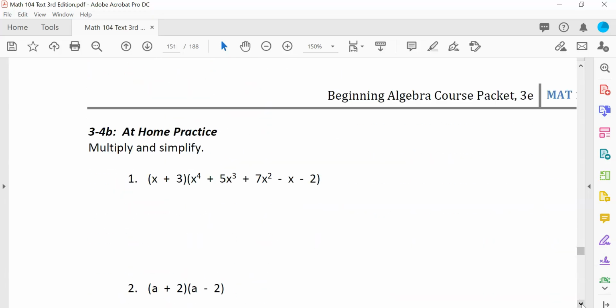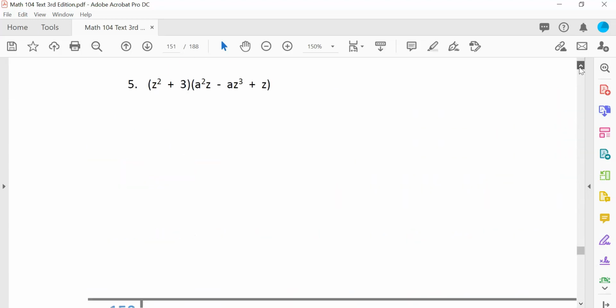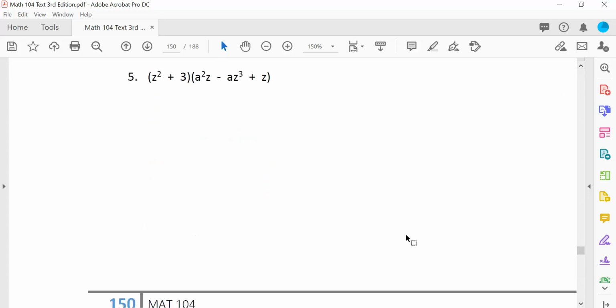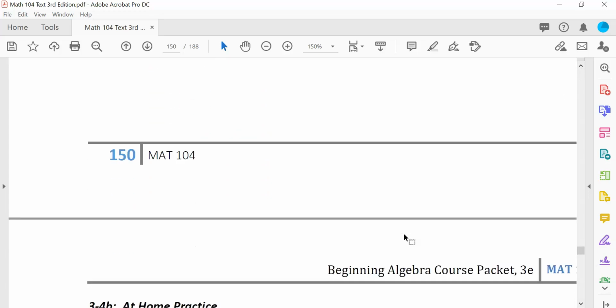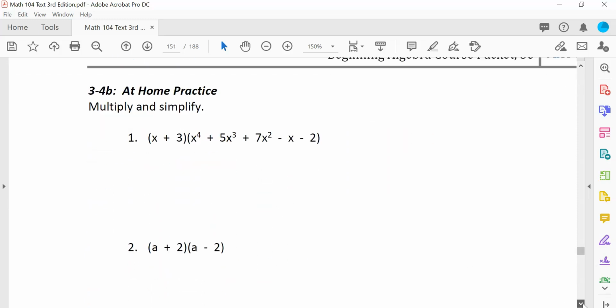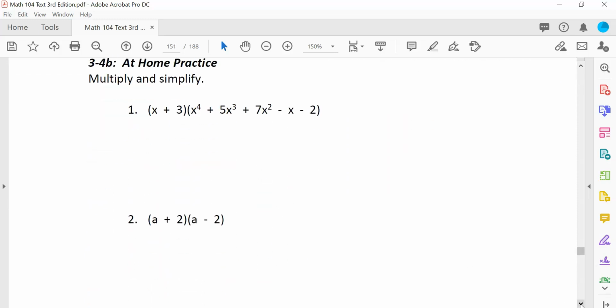All right, so that is how we multiply polynomials times polynomials of any size. And obviously you can do those at-home practice problems if you'd like. Those are great practice for the test.